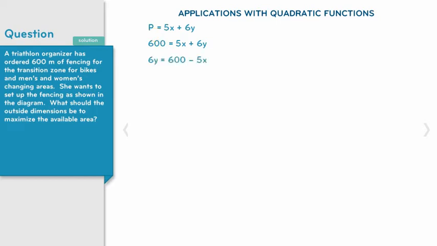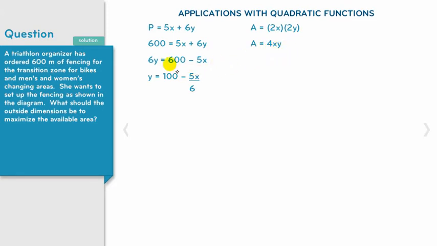Let's isolate for y. When we do that, we'll subtract 5x from both sides. And now we'll divide by 6, such that y is equal to 100 minus 5/6 x. Now we need to come up with a function for the area. Notice that the length going across the top and the length going across the side would make 2x, all multiplied by 2y. We multiply these together and simplify, we have 4xy.